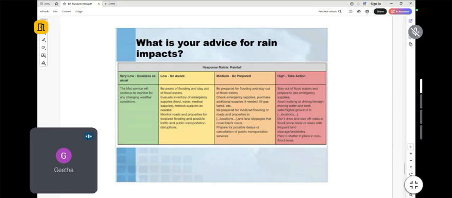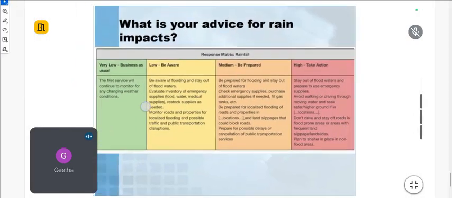And then the response: how are people going to act? If the impact is likely to be low, the service will continue to monitor for any changing weather. When it is very low, we keep it to ourselves and continuously monitor. If it is low but be aware, then be aware of flooding and stay out of flood waters. Evaluate your inventory of emergency supplies. Keep all the supplies, because if the rainfall increases, you cannot go out to buy. Whatever is required for your routine activities at home, be prepared with all that.